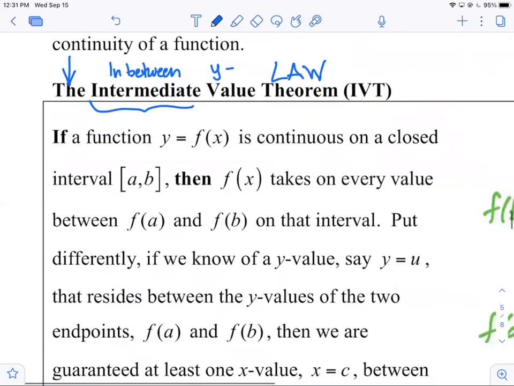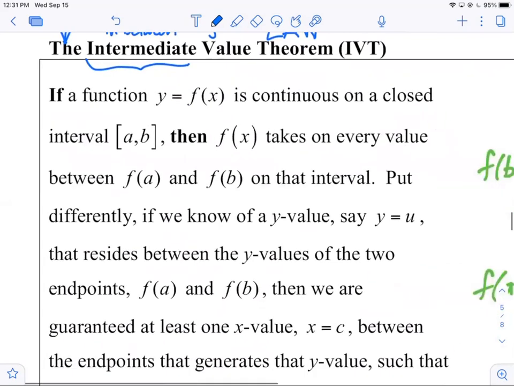It says here, if, this is called the hypothesis. The if part is the hypothesis. If some function y equals f of x is continuous on a closed interval. That's it. That's all we need. Take a function, continuous on a closed interval.